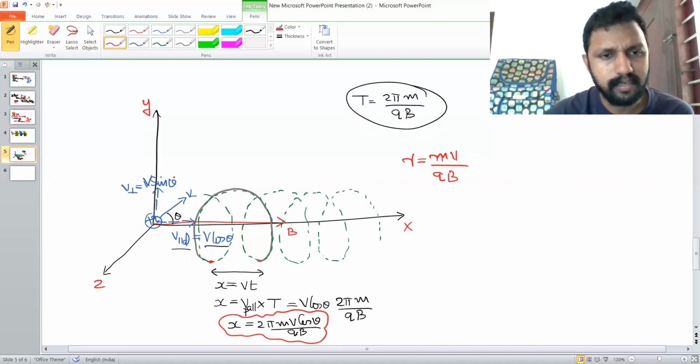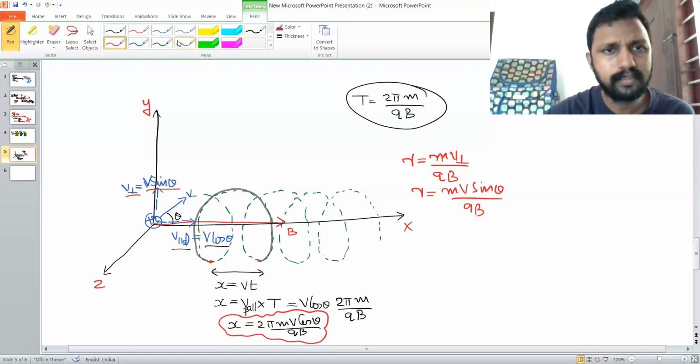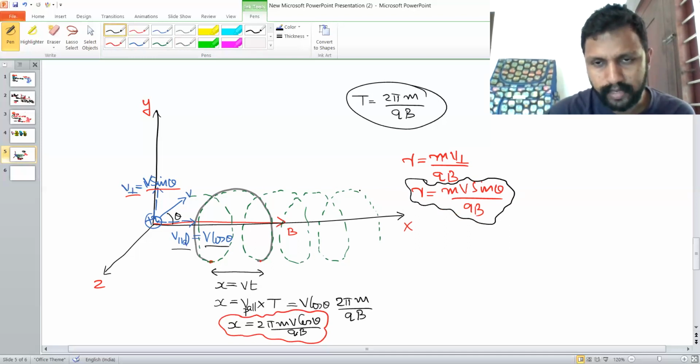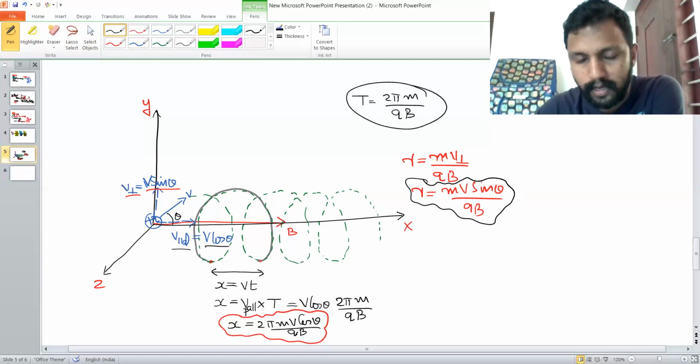ഇതിനെ rotate ചെയ്യാൻ സഹായിക്കുന്നത് v sin theta component അല്ലെ v perpendicular component ആണ്. Therefore r should be written as mv perpendicular divided by qb. What is v perpendicular? V perpendicular is v sin theta. Therefore radius of the helix will be mv sin theta divided by qb. This is the formulas that you have to remember if the charge particle is moving at an angle. Charge particle ഒരു ആംഗിളിലാണ് നീങ്ങുന്നത് വെച്ചാൽ അതൊരു ഹെലിക്കൽ മോഷനിലായിരിക്കും. ആ ഹെലിക്കൽ മോഷന്റെ pitch of the helix കണ്ടുപിടിക്കാനുള്ള ഫോർമുലയാണിത്. And the radius of the helix is obtained by this formula.